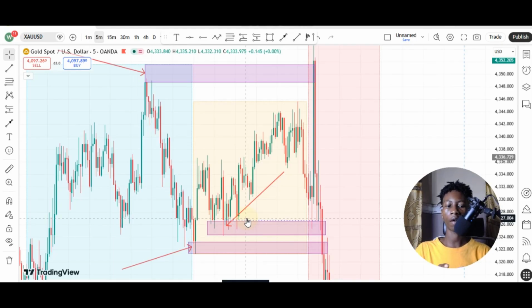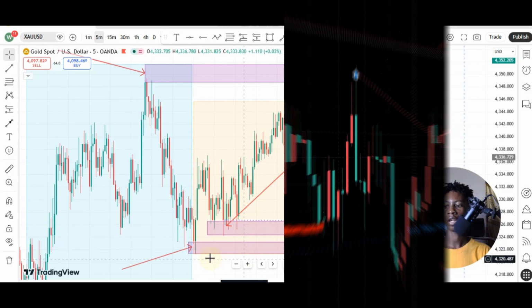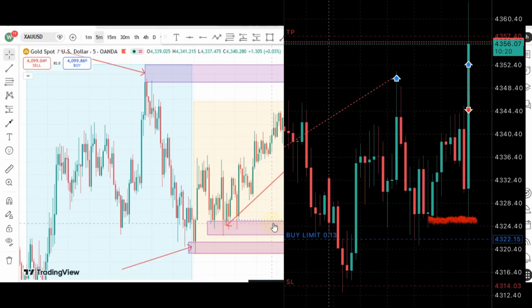This video won't be very long, but I'll be trying my best to show you guys how to avoid such mistakes. So right here you can see this liquidity is the nearest liquidity, and this one is the lower liquidity. Had my buy limit been at the nearest liquidity, this is where I would have placed it. But I ignored this liquidity and set my buy limit at the lower liquidity.